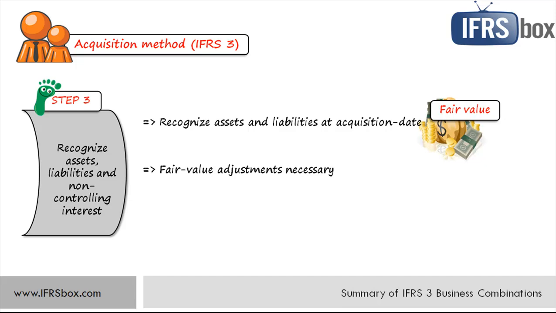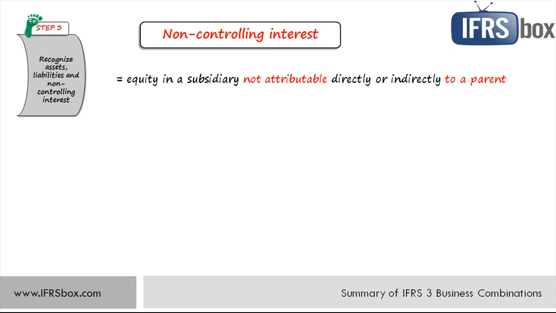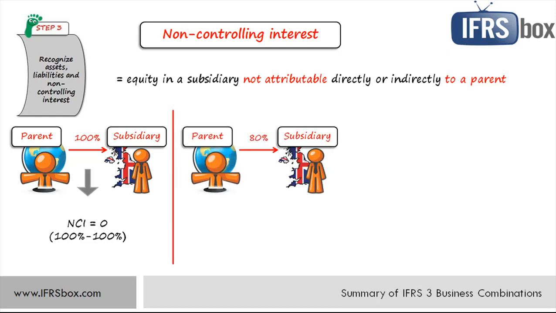Sometimes a subsidiary has some unrecognized assets or liabilities, and these need to be recognized too. What about non-controlling interest? Well, it's the equity in a subsidiary not attributable directly or indirectly to a parent. So it's that part of the subsidiary that belongs to someone else. If a parent owns 100% share in a subsidiary, then non-controlling interest is zero because the full subsidiary's equity is owned by the parent. However, if the parent owns less than 100% share, let's say 80%, then non-controlling interest is 20%.